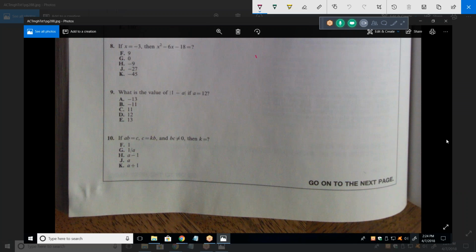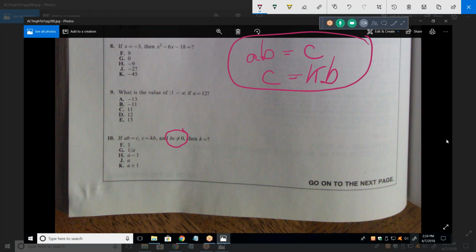All right, so number 10 says AB equals C and C equals KB. Whenever you see something like that, you can almost ignore it. Seriously, you can. How would I solve this system of equations? Would you just set it equal to each other? Tell me what to write. So would it be AB equals KB? Perfect.